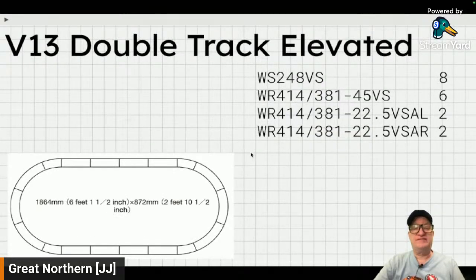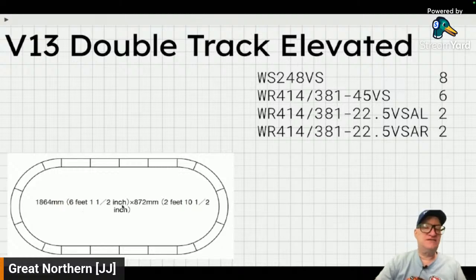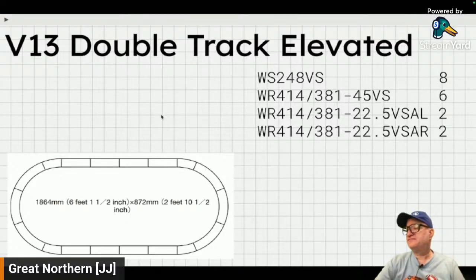So, okay, you can get that kind of understanding. The V13 is probably more what you're looking for. So you get that 2 feet 10.5 inches by 6 feet. So this would almost certainly fit on a standard American door. Yeah, Kato needs code 55 Unitrack.